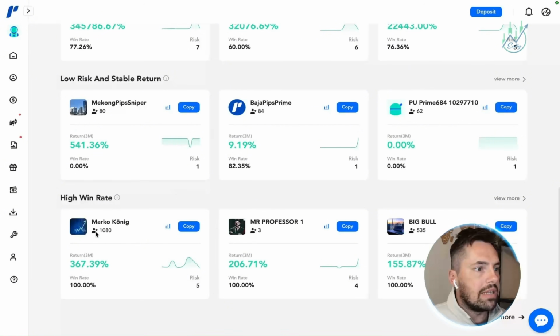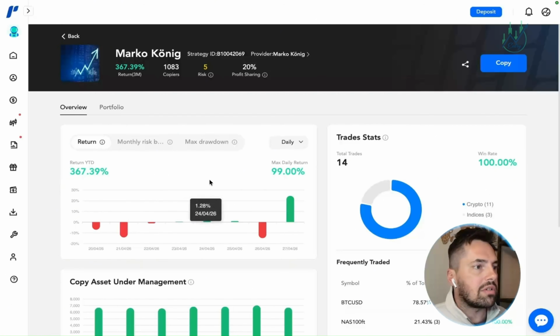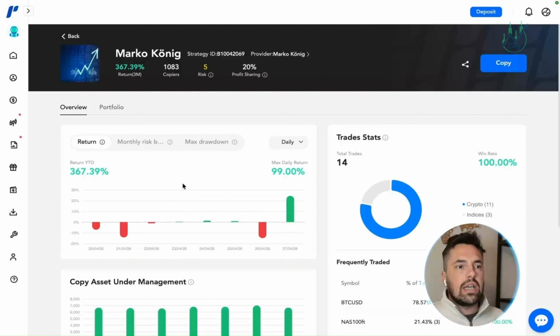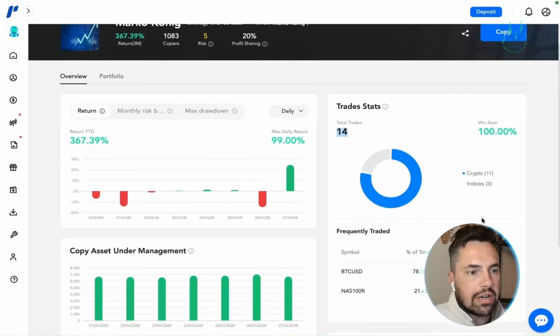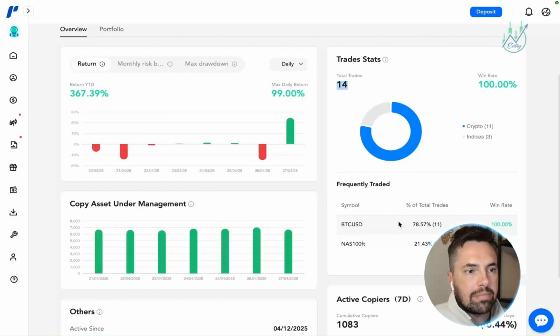So we'll jump into someone. Now, this little person here with the plus sign, this is how many people are attached to the copy trader. So if we have a look at Marco, basically you can start understanding how he performs. Total trades that he's taken is 14, and he mostly trades cryptocurrency, right? So 11 trades on crypto, 3 on indices. He trades Bitcoin, with a percentage of 78% being how many trades he's taken out of 100. The win rate is 100, and the win rate is 100 on NAS as well.